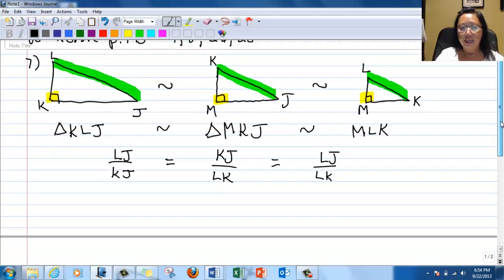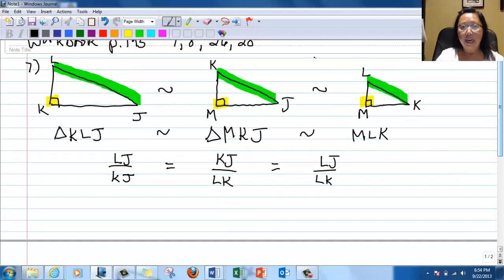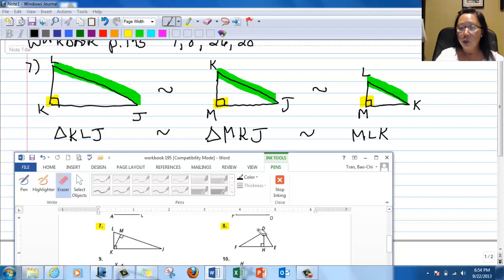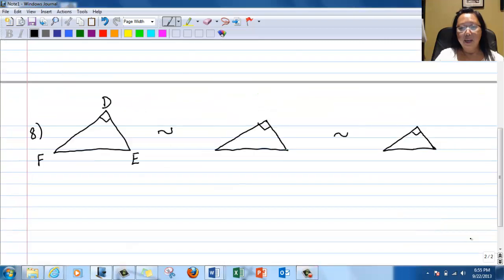All right, now let's do number 8. So what I want you to do is try to do it on your own. Your job is to separate these three triangles, redraw them facing the same way, and then name all the triangles with letters. Okay, so go ahead and pause me. All right, so here are the three triangles, large, medium, and small, facing the way the large one is facing. I got the letters for the large one. Now I'm going to go after the medium one.